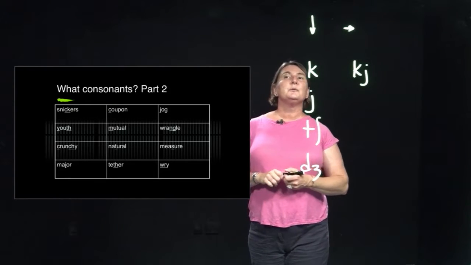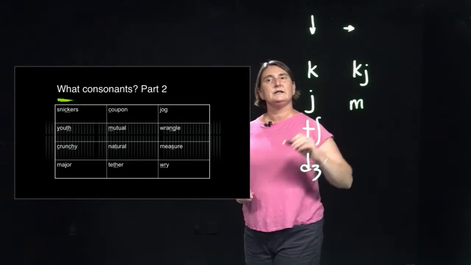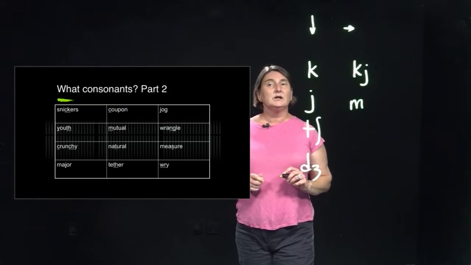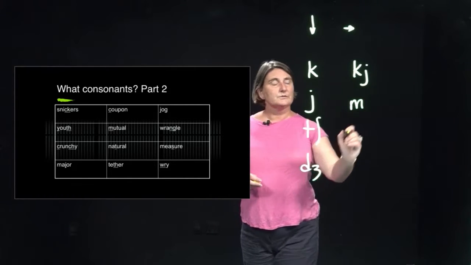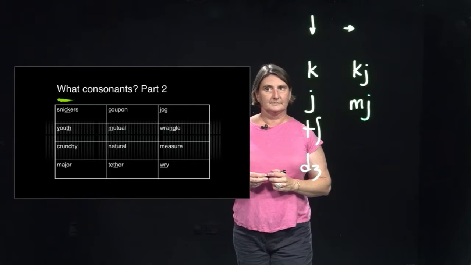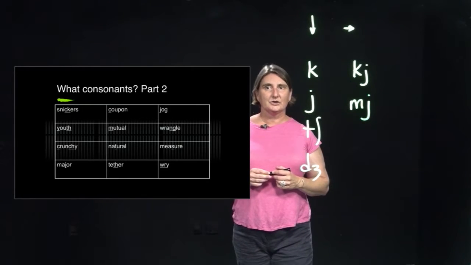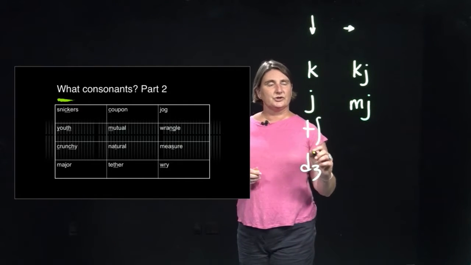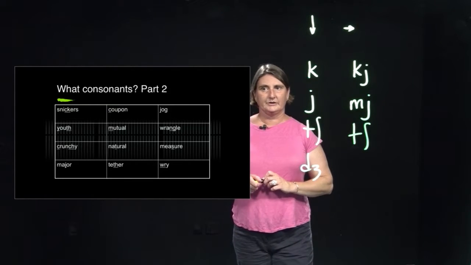All right, next word, mutual. So we know an M is needed, but here's another one of those words where you've got a U. Is it mutual? No, it's mutual. So here's another place we need the J, mutual. Okay, our next word is natural. So this would be another ch in natural.